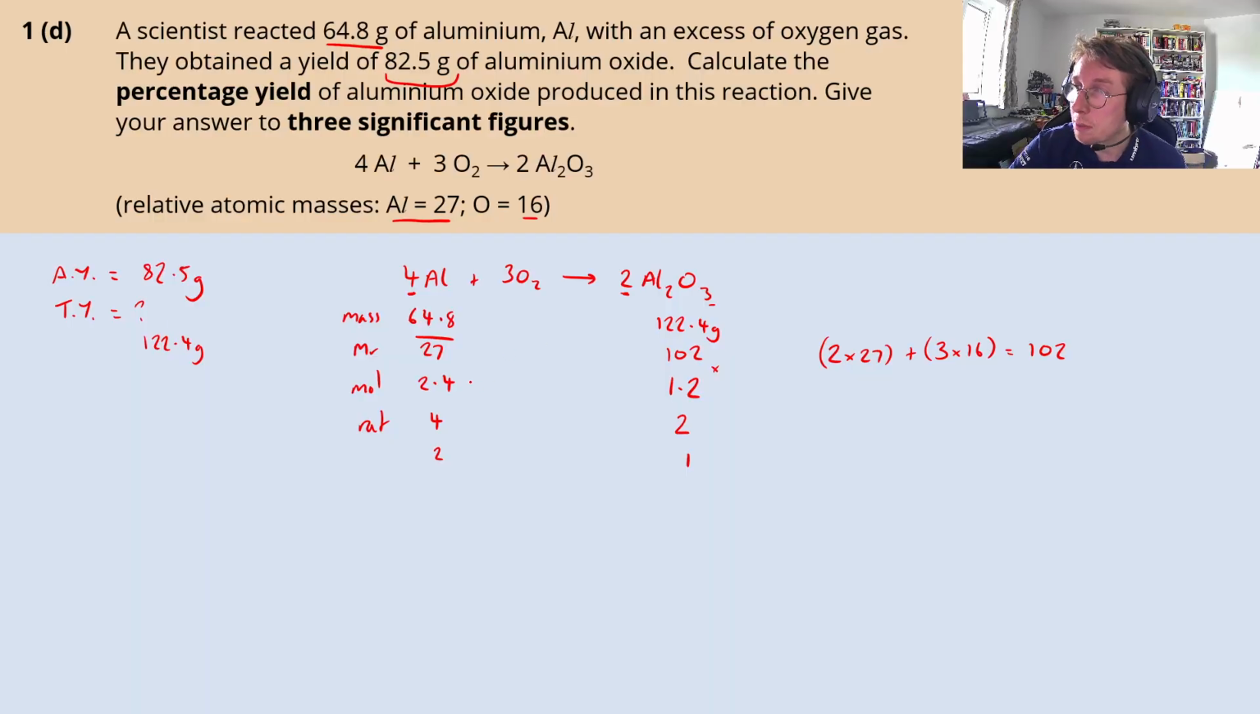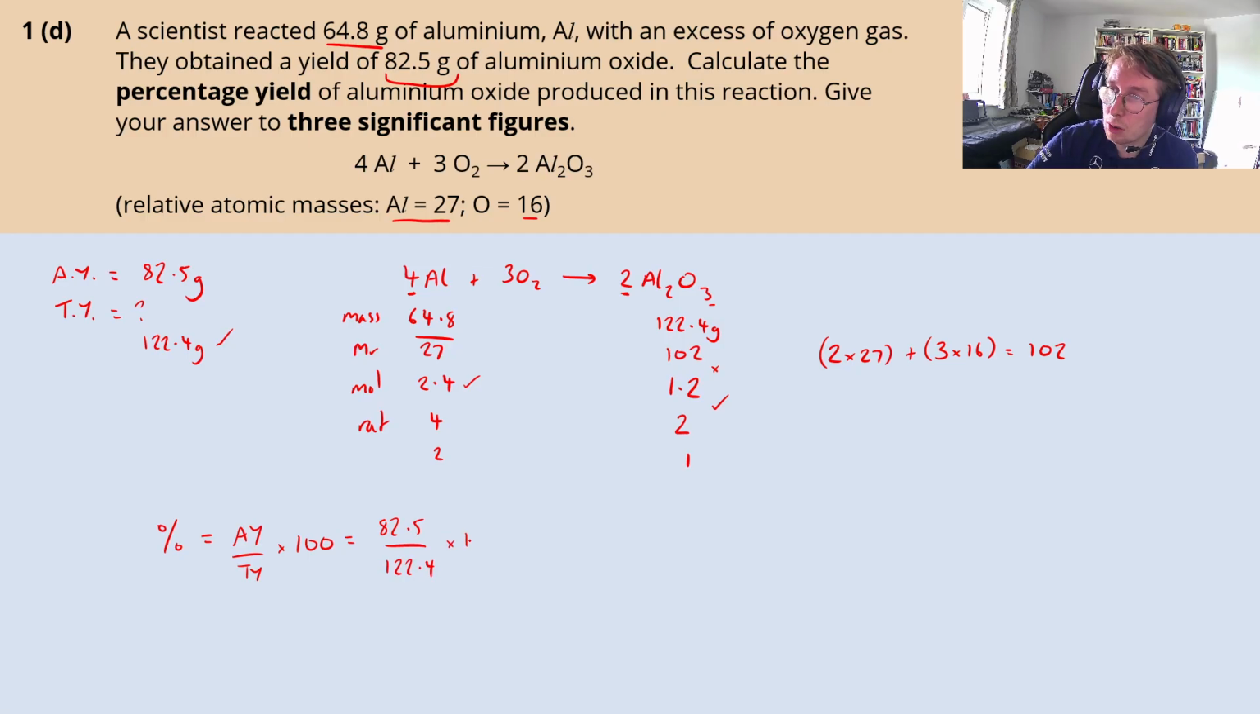Like before, you'd get a mark for doing this number of moles, a mark for figuring out the correct ratio, so the number of moles of aluminium oxide, and then another mark for calculating the mass, the theoretical yield of aluminium oxide. Then we do what we set out to do, find our percentage yield, which is actual yield over theoretical yield multiplied by 100. The actual yield is 82.5 grams. The theoretical yield is 122.4 grams. We multiply that by 100, and that gives us an answer of 67.40196.